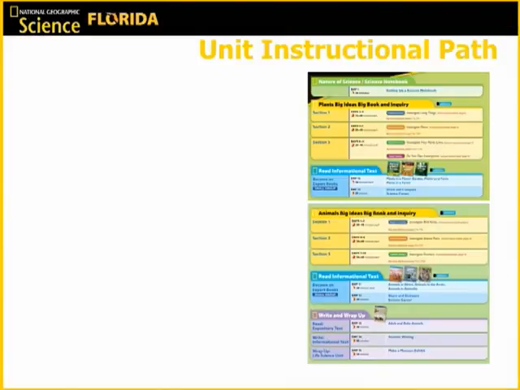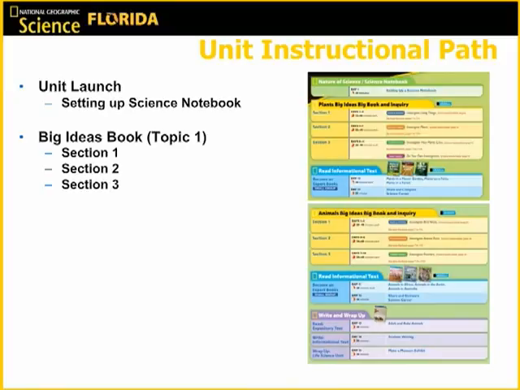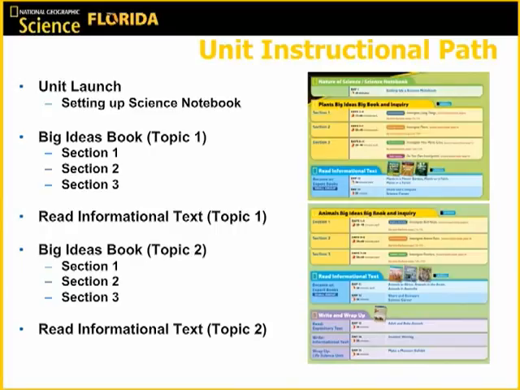Each unit in National Geographic Science follows the same instructional path for kindergarten. You'll always begin with the unit launch and setting up the science notebook. Then you'll move on to the Big Ideas instruction for the first topic. As you can see, each topic is broken down into multiple sections. Once you complete all sections for Topic 1, students read the informational text for Topic 1. The cycle then repeats for Topic 2. And the unit ends with a Write and Wrap-Up instruction, which covers the content of both topics combined. Now, let's dive in and see what this instruction really looks like.